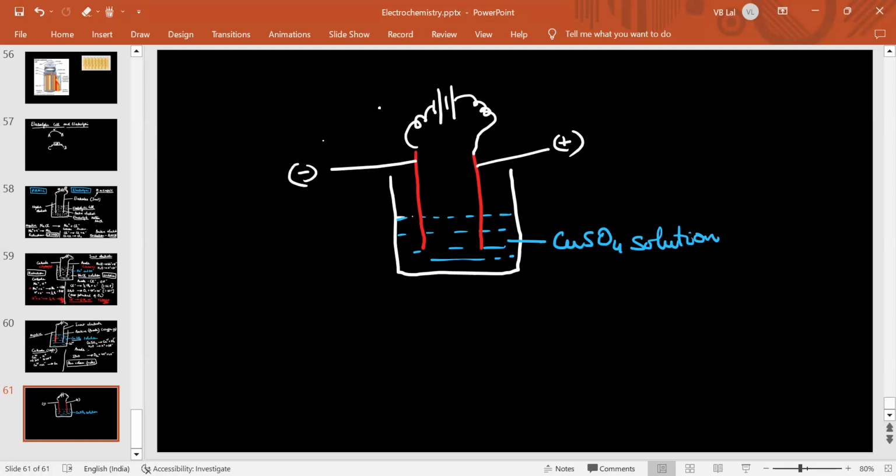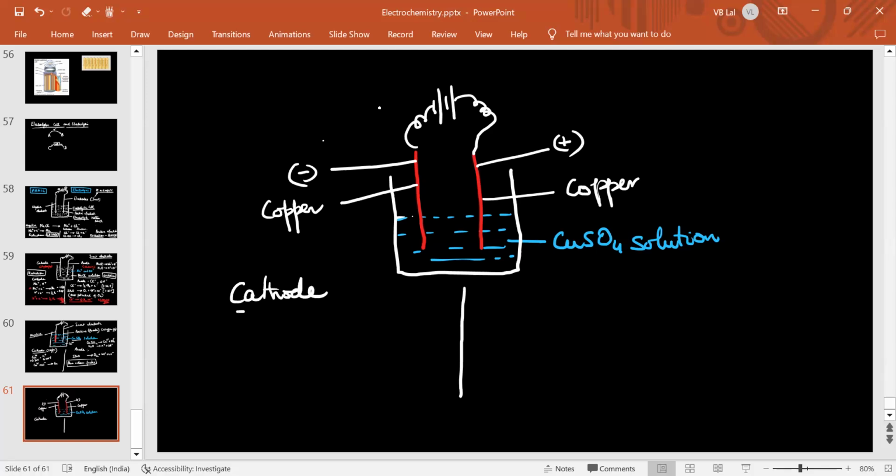All right. But they are made of what? They are made of copper. The electrode is made of copper metal. This is also made of copper metal, which is inside copper sulfate solution. Now if I pass electric current through it, what will happen at the cathode? Here we have the cathode, and at the cathode, what are the ions which are present? There are Cu2+ ions and H+ ions.